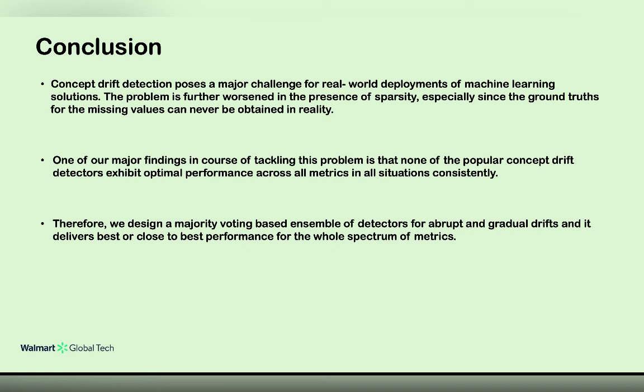Well, what is our finding here? As you can see, concept drift in the presence of sparsity poses a major challenge in machine learning algorithms, and none of these known algorithms is a clear cut winner. So we go with majority voting.